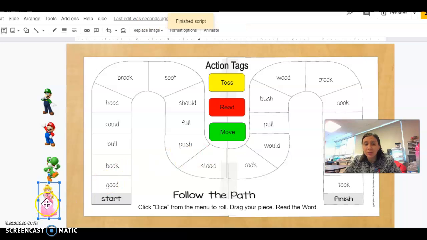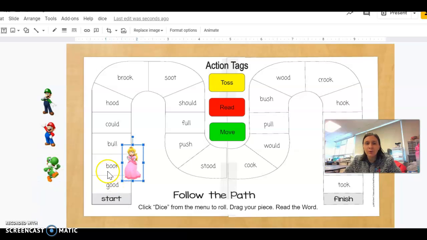So I rolled a 2, which means if I'm Princess P here, I would move 2. I need to read my word. The word is book, and then use that word in a sentence. I read the book to the class.